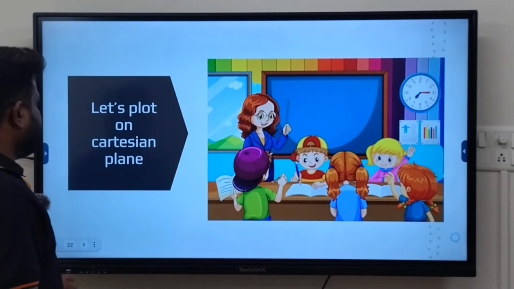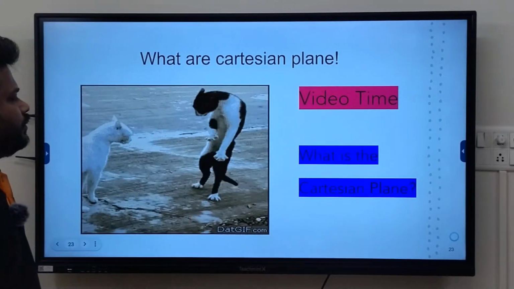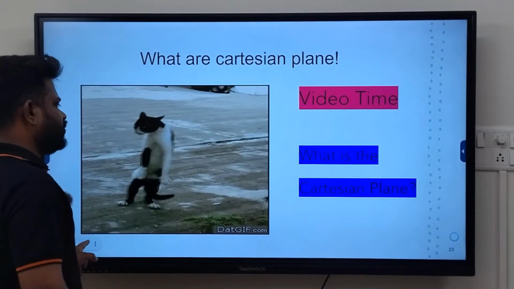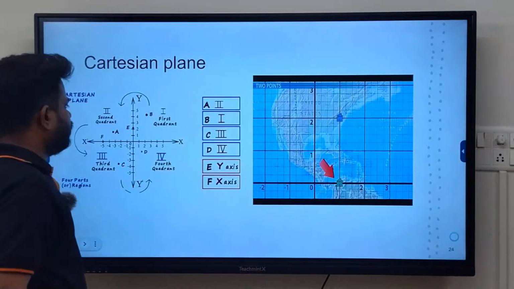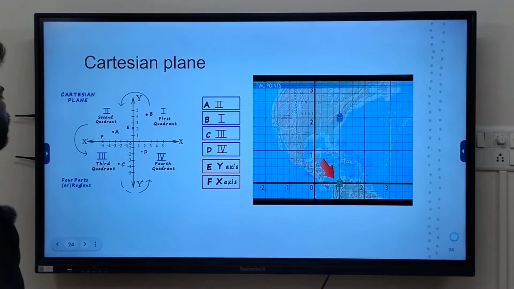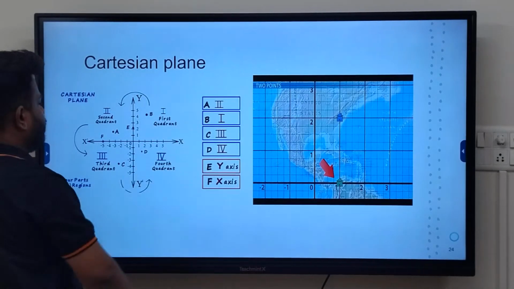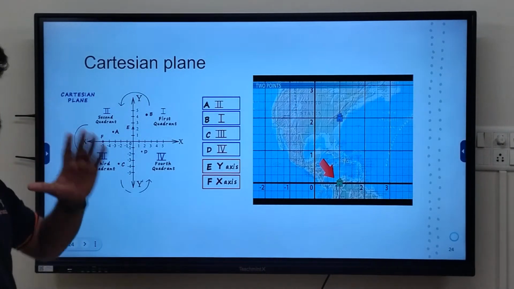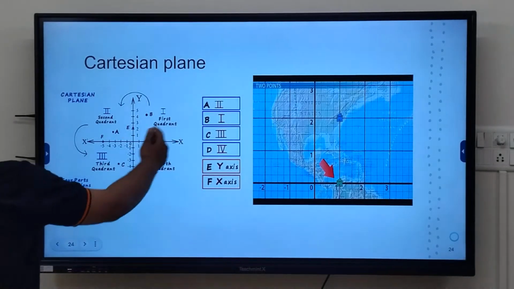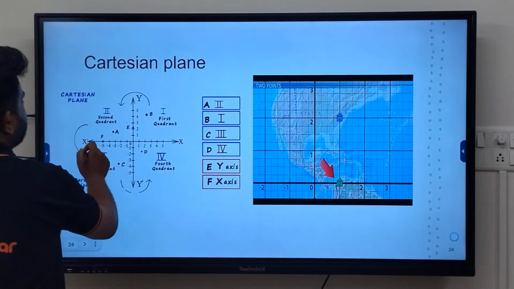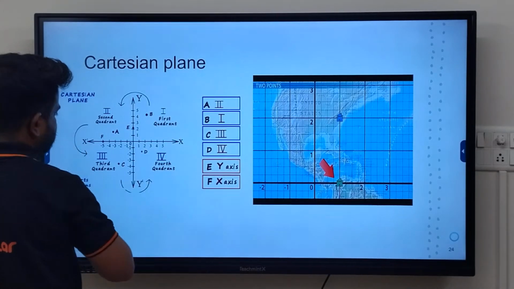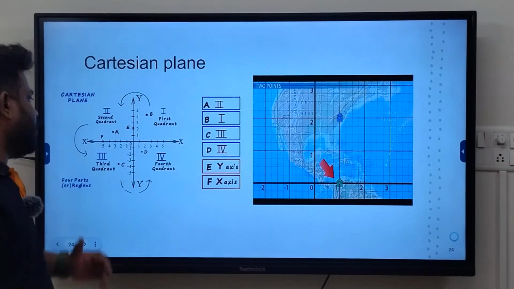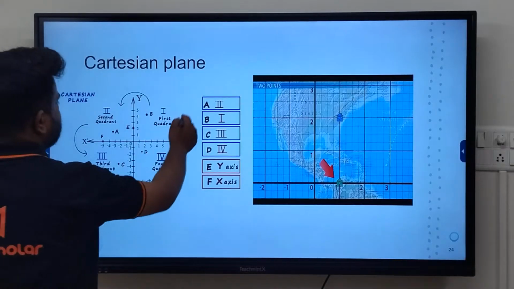Okay, let's plot on Cartesian plane. We also have a video and we have already seen 2 videos, so I am not playing it here. So let's go further. Cartesian plane will look like this. Just try to see the image and tell me what you are understanding from it. First see this one. This one is x-axis and x dash axis or the negative x-axis, and in the upper position they have y-axis and the negative y-axis.